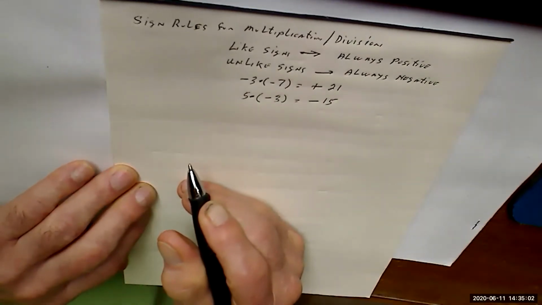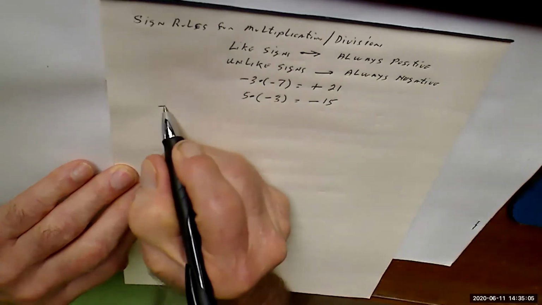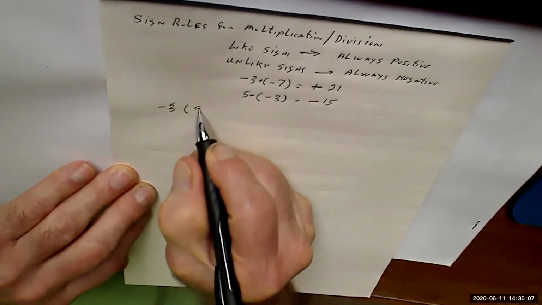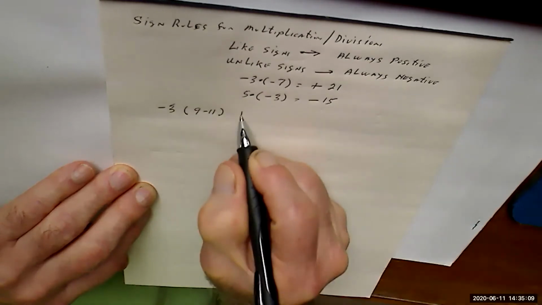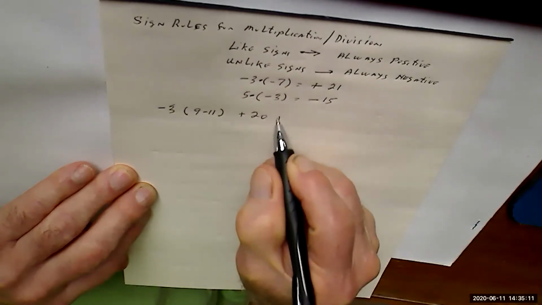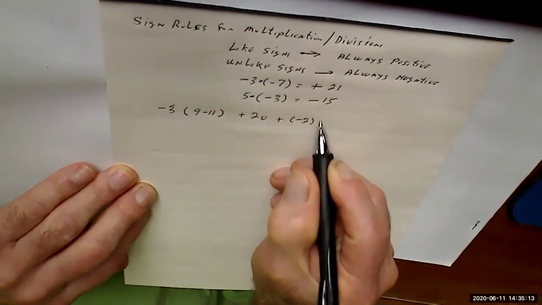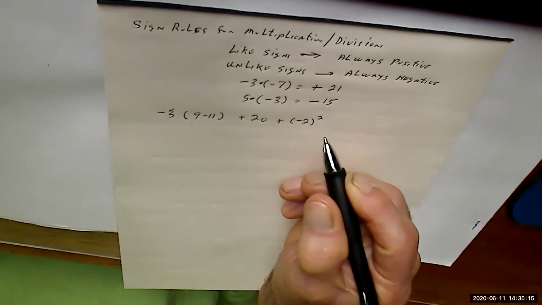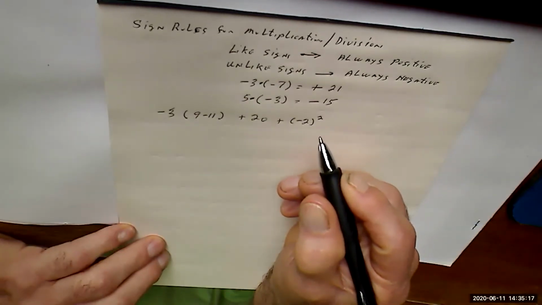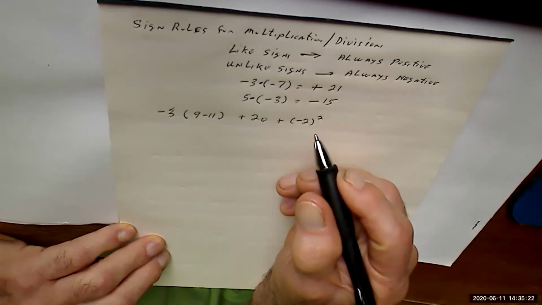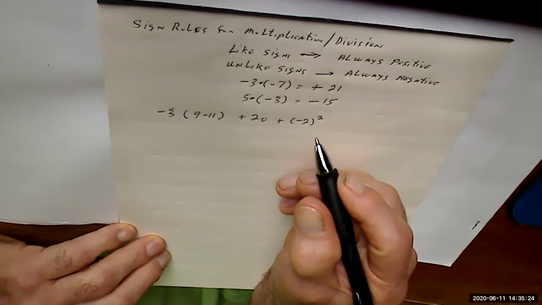Let's look at a little bit more involved problem. How about -3, parentheses 9 minus 11, add 20, add -2 squared. We need to follow PEMDAS. Please excuse my dear Aunt Sally. Or, powerful earthquakes may deliver aftershocks, whichever one you prefer.